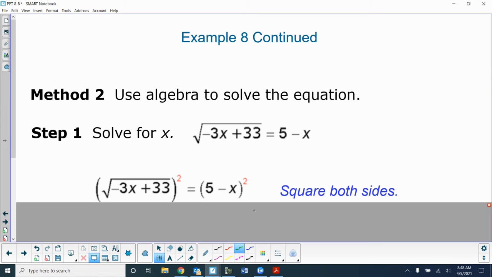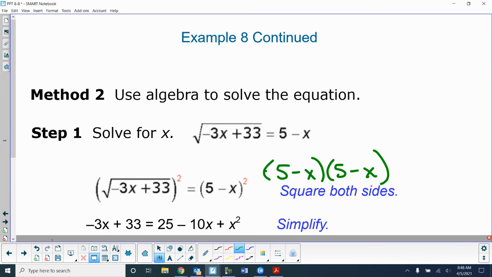It's FOIL, right? We call it foiling. Remember, it's going to be 5 minus x times 5 minus x. So it's not just the 5 squared, 25, and the negative x squared. You got that outside and inside. So you get that negative 10x in the middle.